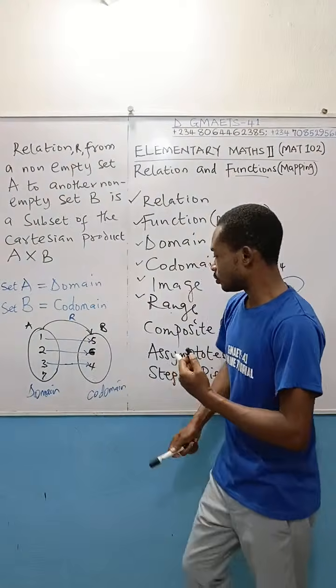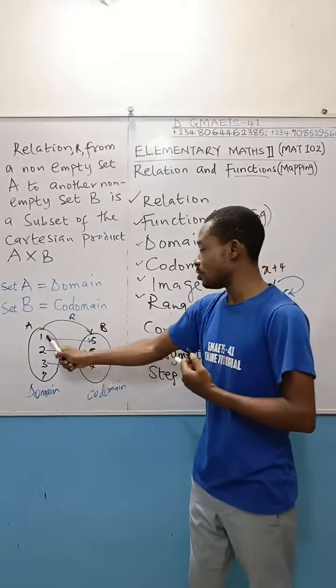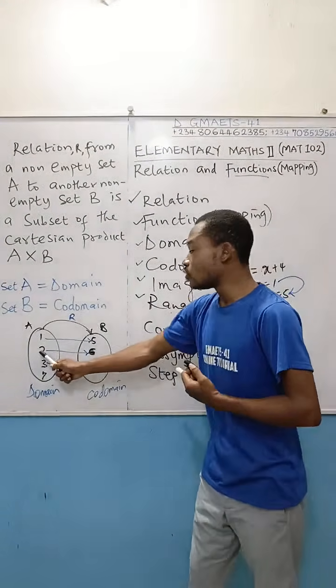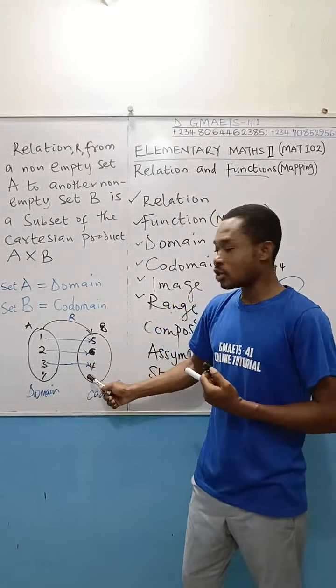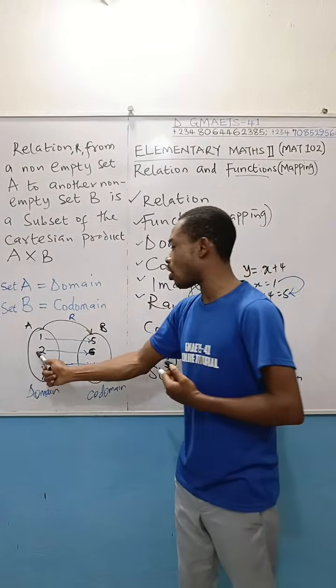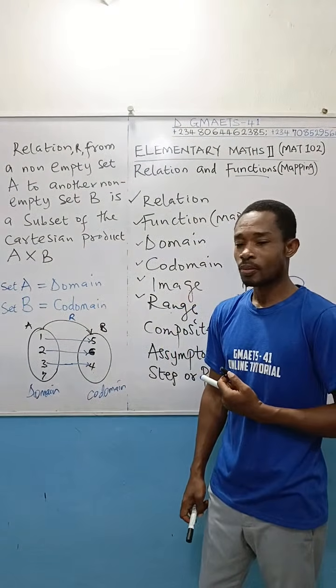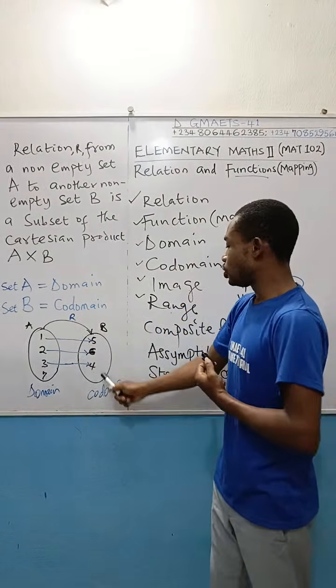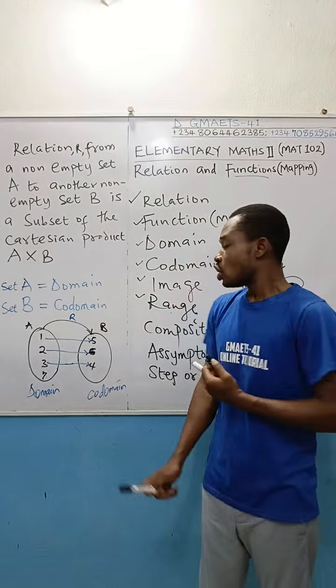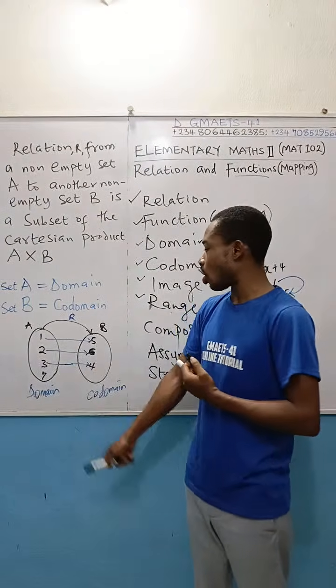All right, let's move on. 1 produces 5, so 5 is the image of 1. 2 from the domain produced 6 in the codomain. So 6 is the image of 2. 3 in the domain produced 4 in the codomain. So 4 is the image of 3.